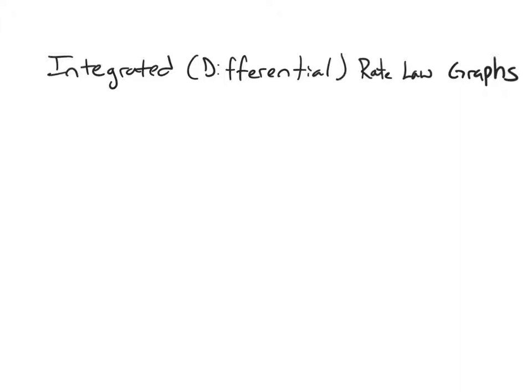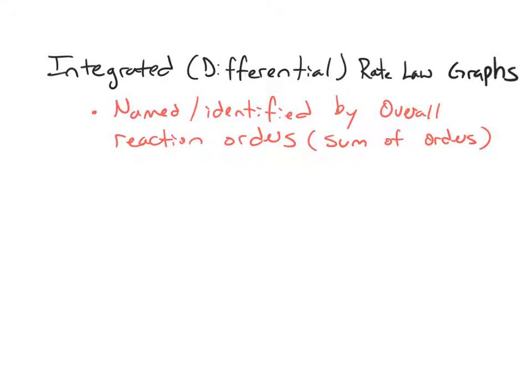on the AP test. The first thing you need to know about integrated rate law graphs is that they're named or identified by an overall reaction order. Now what an overall reaction order is, is just the sum of the individual orders of the reactants themselves. And so if you have two reactants, both that are first order, they add up to be a second order overall reaction.